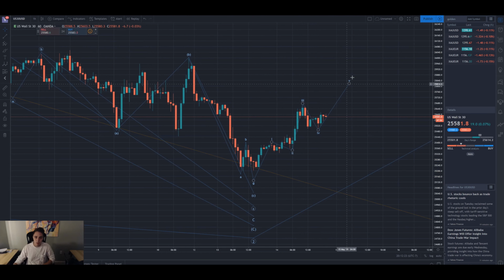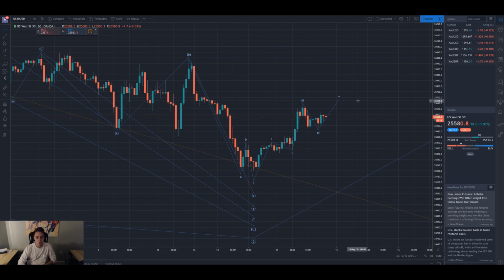And so lastly, we want to see the 5. The 5 must come above the 3. If it does not, it's called a truncation or a failed structure. And that's not something that we want. So you should never expect a truncated fifth. It does happen once in a while. It's not part of the Elliott wave rules.